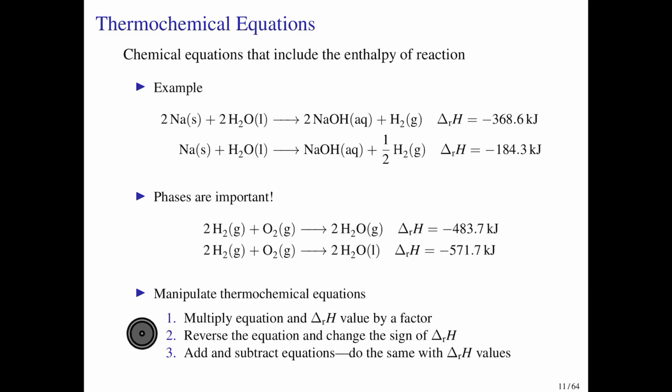Also, if you take a thermochemical equation and you reverse it, that is, if you take the reactants and make them products and the products and make them reactants, that's equivalent to multiplying the chemical equation by -1, and you do the exact same thing to delta H. So if you reverse the chemical equation, you need to change the sign of the delta H that accompanies it. And if you add and subtract chemical equations together, as we'll see in some of the examples, you do the exact same thing with delta H.